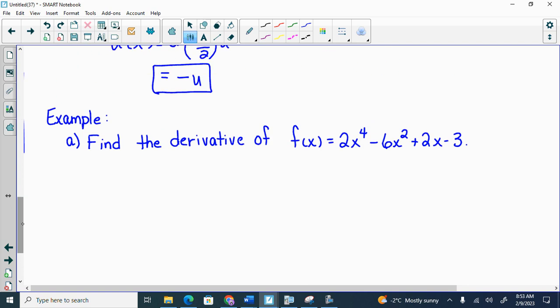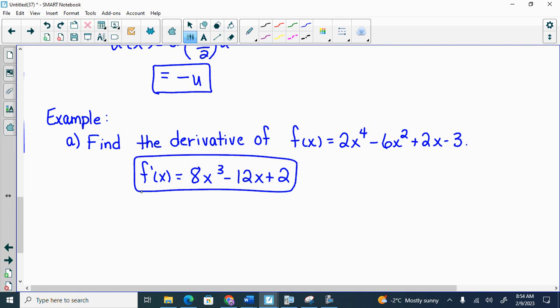So you find the derivative of that. So f prime of x equals what? 8x cubed minus 12x plus 2. We're just taking the exponent, dropping it in front, and reducing it by 1. Okay, what about b? b says, what is f prime of 2?